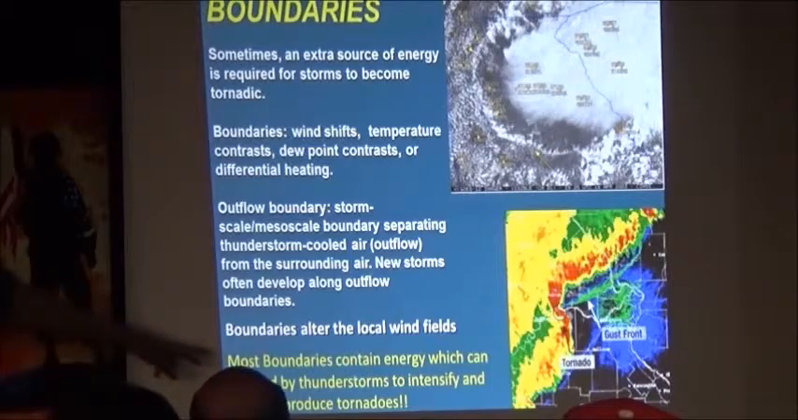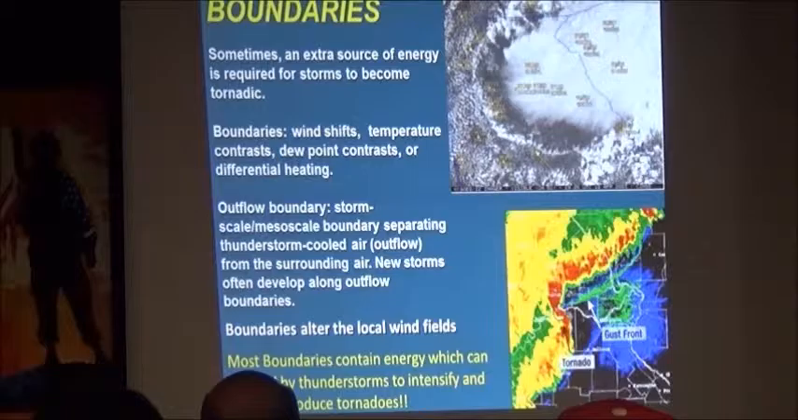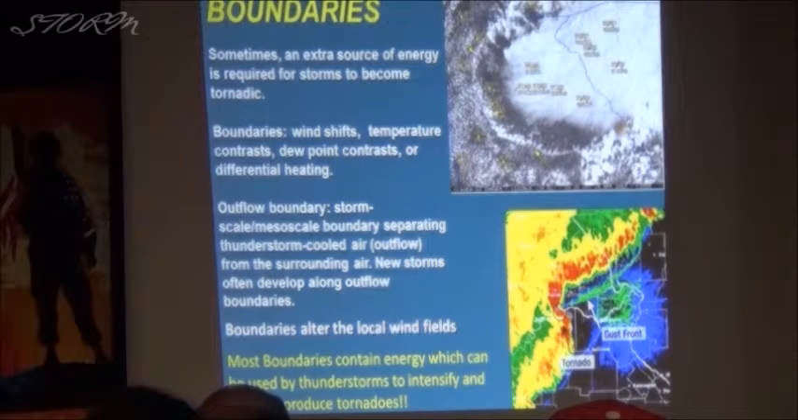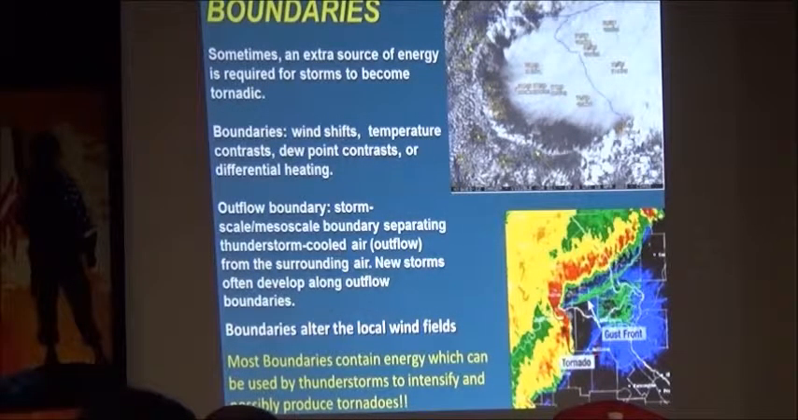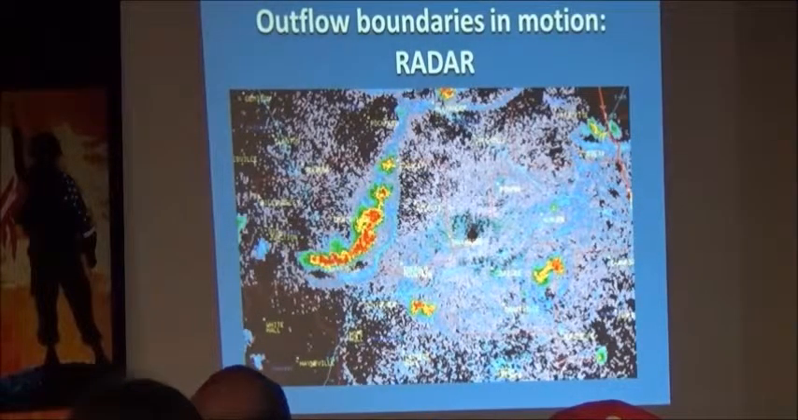The bottom line is most boundaries contain energy which can be used by thunderstorms to intensify and possibly produce tornadoes, even on days that tornadoes may not even be forecast. They're that important, so we have to watch boundaries. What happened here? I couldn't tell you off the top of my head if tornadoes were forecasted or not this day, but nonetheless there was a boundary that intersected and a weaker tornado was formed.